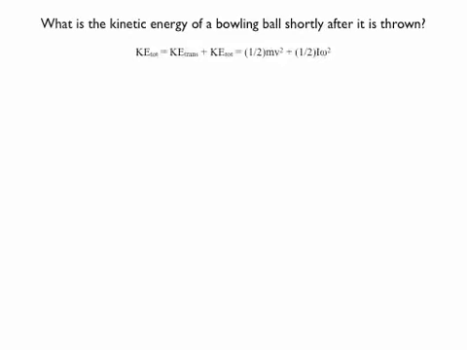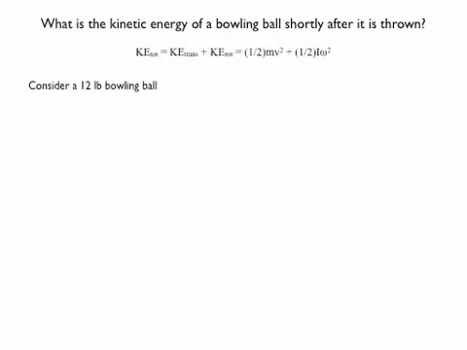So the total kinetic energy, there will be a translational kinetic energy given by 1/2 mv squared, and a rotational kinetic energy given by 1/2 I omega squared, where I is the moment of inertia of the bowling ball, and omega is the angular velocity of the bowling ball. So I have here an equation from physics class that I know that I want to use, but I'm going to have to come up with some values for mass, velocity, moment of inertia, and rotational velocity.